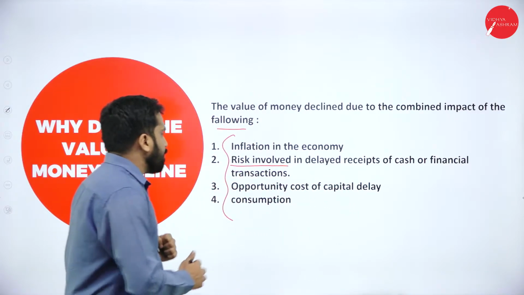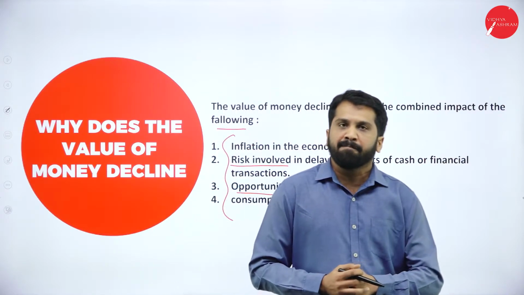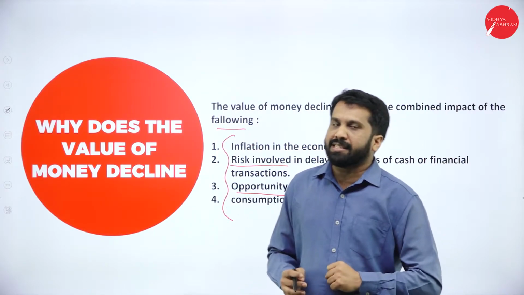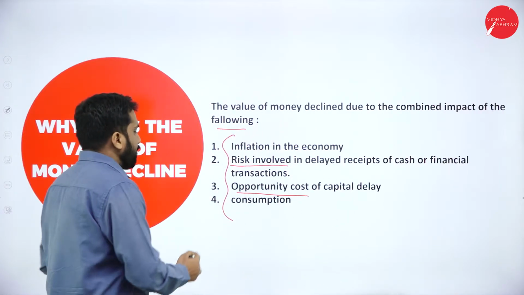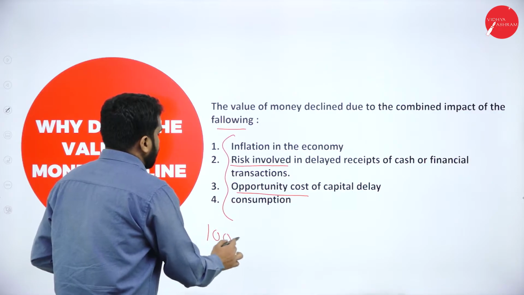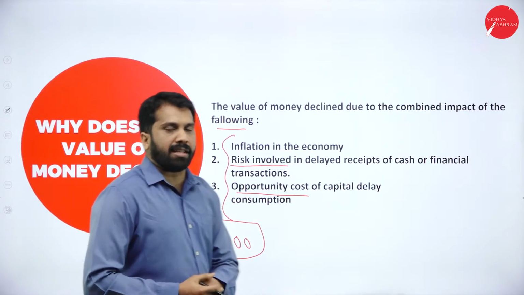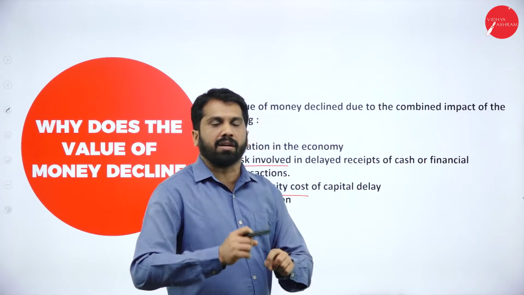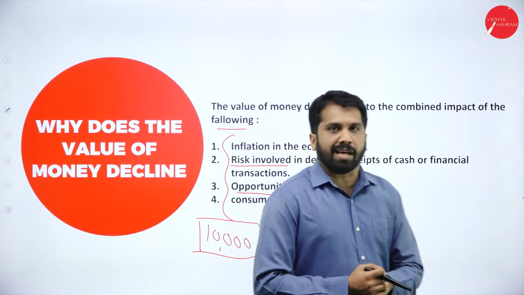And the third one, opportunity cost. What do you mean by opportunity cost? I'll give you a simple example for opportunity cost. So you have 10,000 with you. How much you have? 10,000 with you. The same 10,000 you keep in your locker. You have a locker at home. In the locker you keep the 10,000.